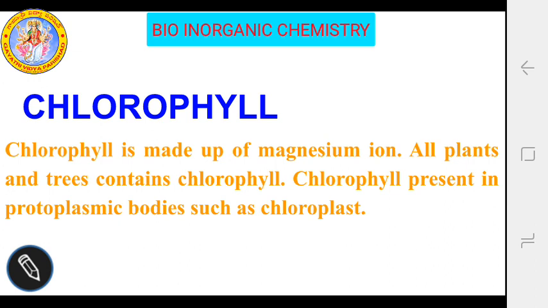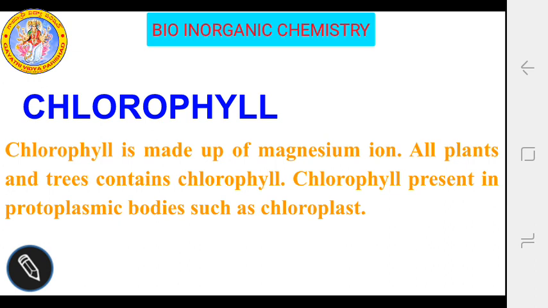You all know about hemoglobin. In that, hemoglobin is a complex compound, and in that iron ion is a central ion. Similarly, chlorophyll is also a complex compound which contains magnesium as a central ion.